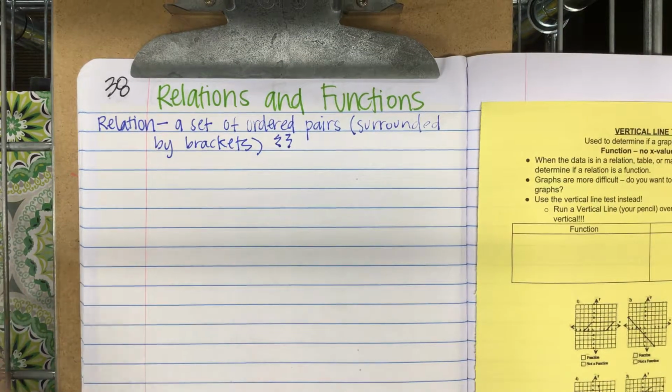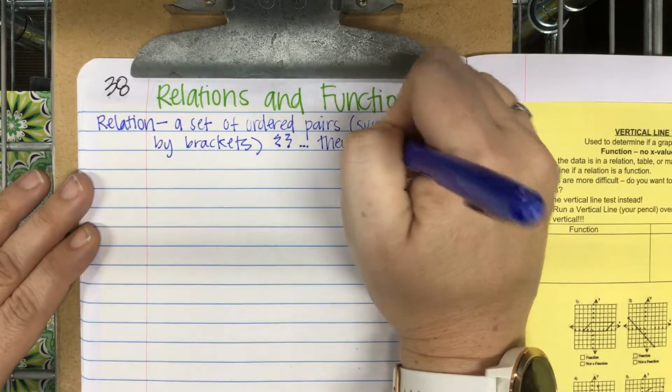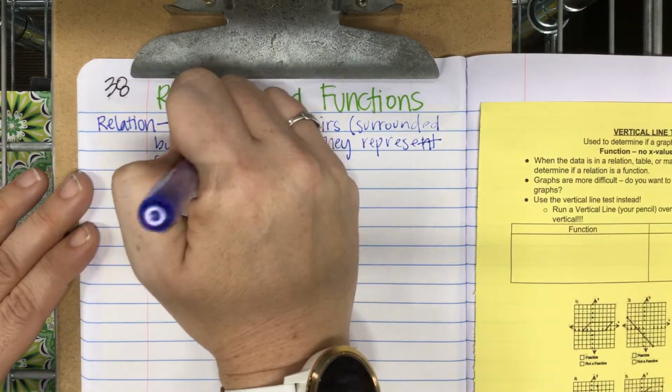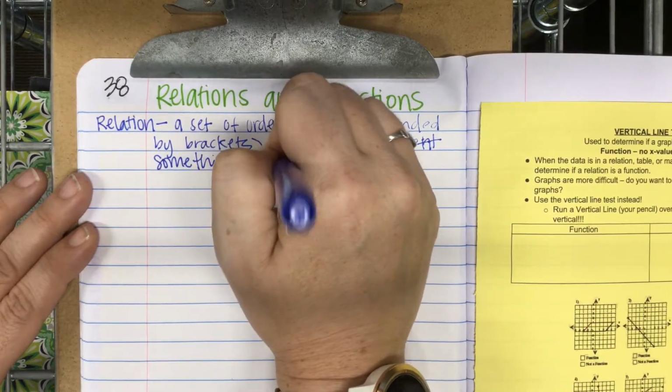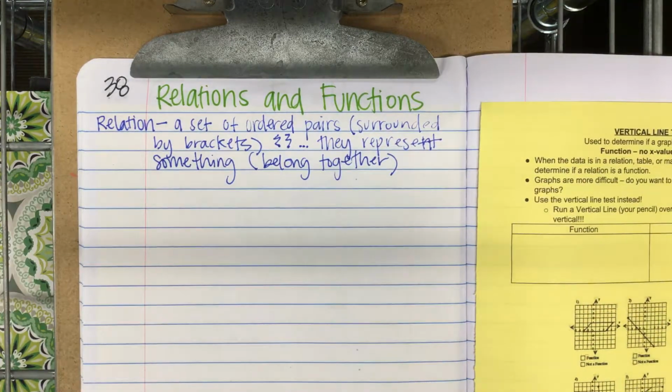They belong together. They represent something. It's a set of ordered pairs that belongs together. They have some type of relationship. Maybe it's like shoe size and age. Maybe it's number of brothers and number of guinea pigs. I don't know, but they're in this relationship.